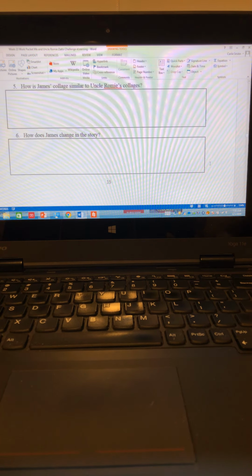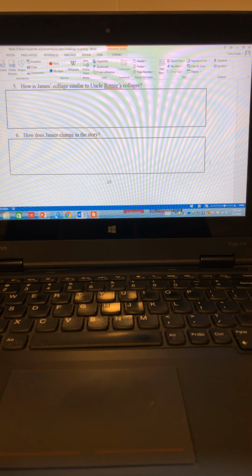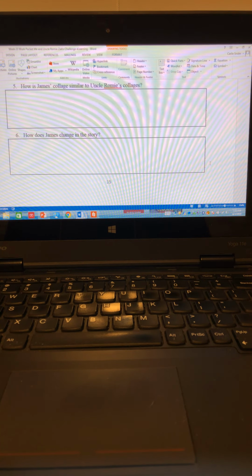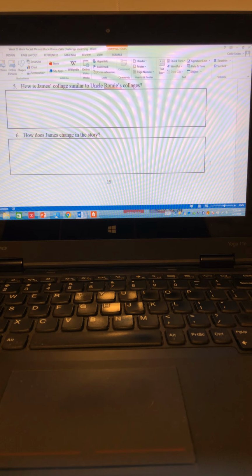Number 5, how is James's collage, his artwork that he did, similar to Uncle Romie's collages? I need you to be very specific. If you just give me a really quick short answer, it will be marked as incorrect. Be very specific on your answer and give me details from the text to explain what you're trying to say.